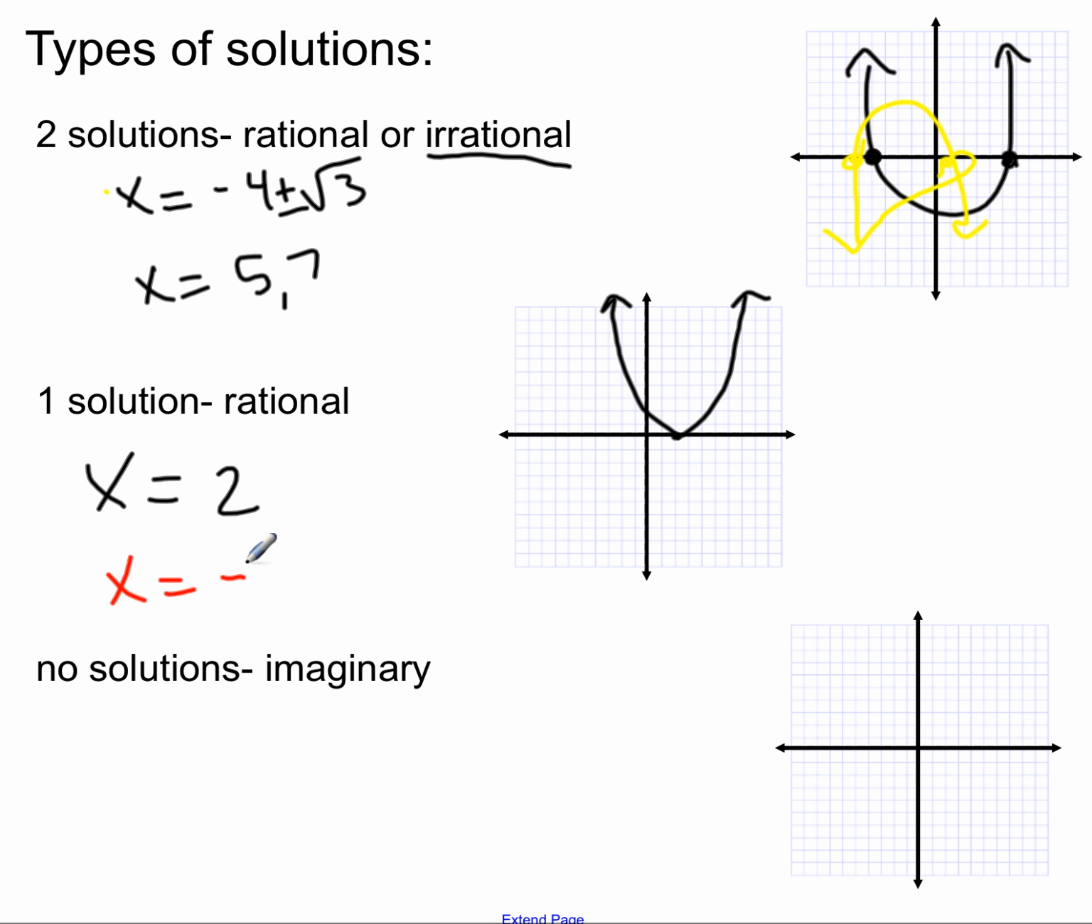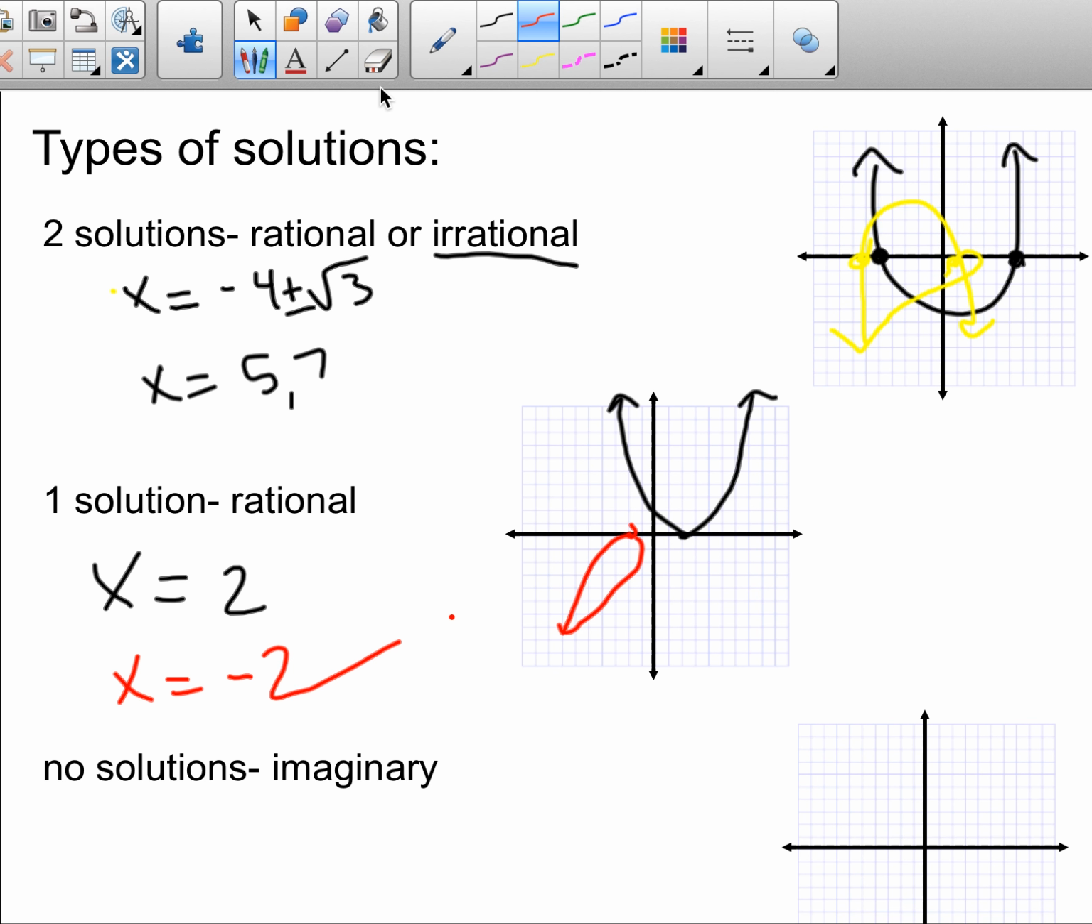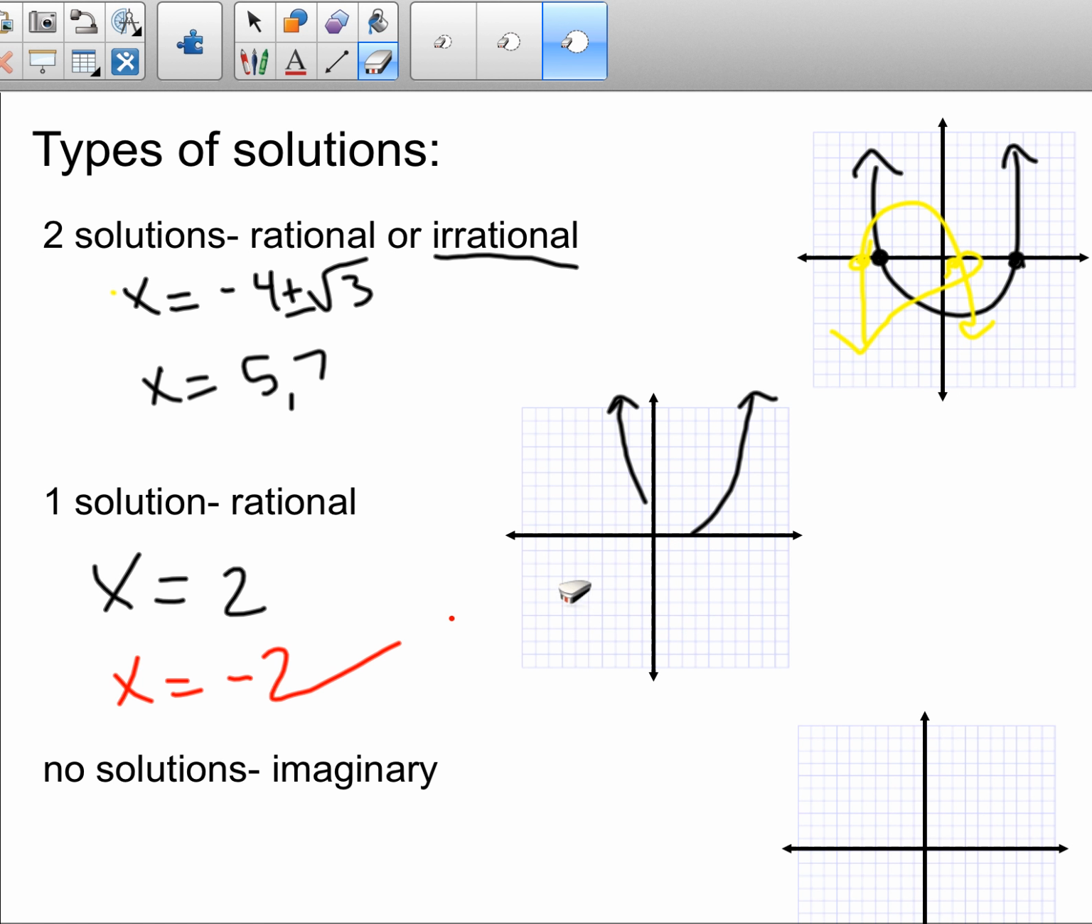Let's say this one was x equals negative 2. The leading coefficient was negative. I'm having some problems with this, I'm sorry. It's going to open downward, and its vertex will also lie only on the x-axis in one place.